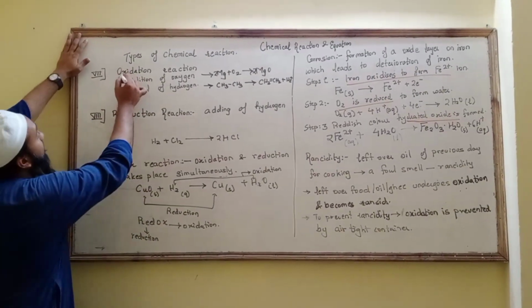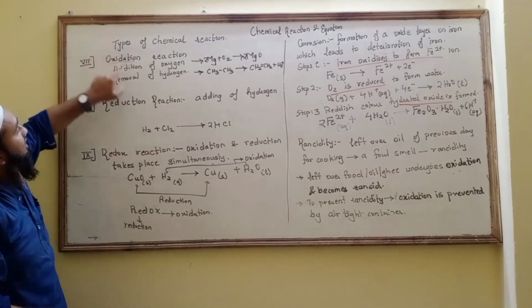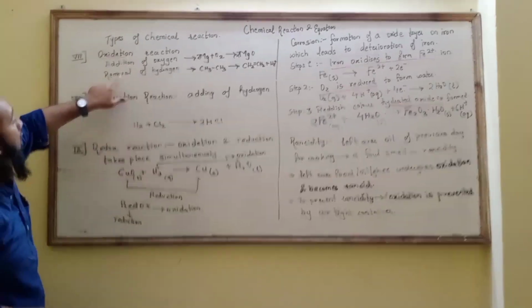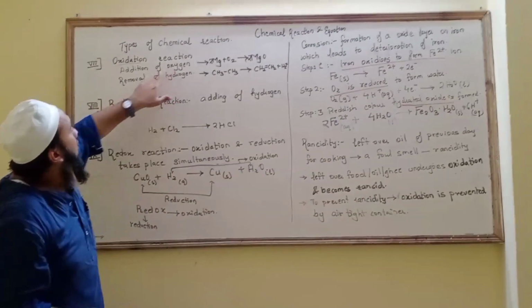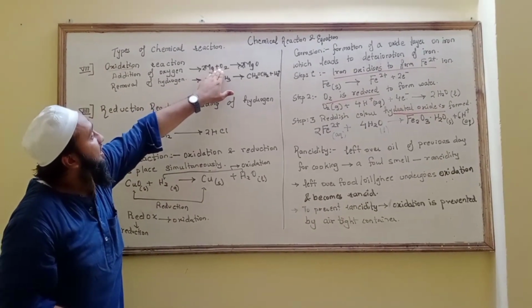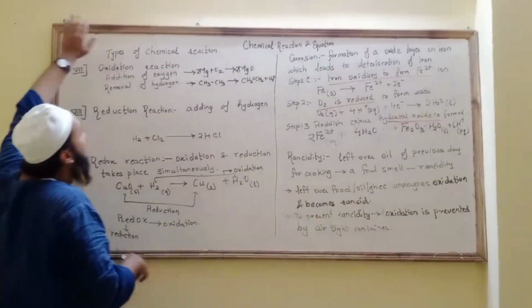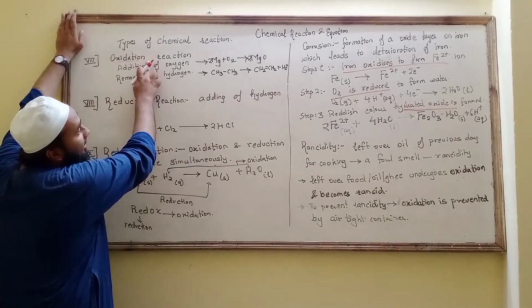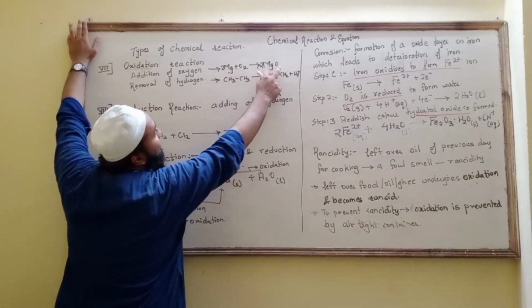From the very word we can know what an oxidation reaction is. Oxidation reaction is addition of oxygen or removal of hydrogen. Whenever you add oxygen or remove hydrogen from the reactant side, this reaction is known as oxidation reaction. Example: magnesium combines with oxygen to give magnesium oxide.